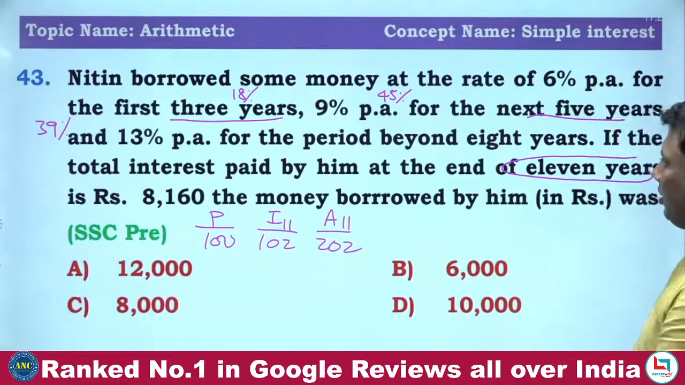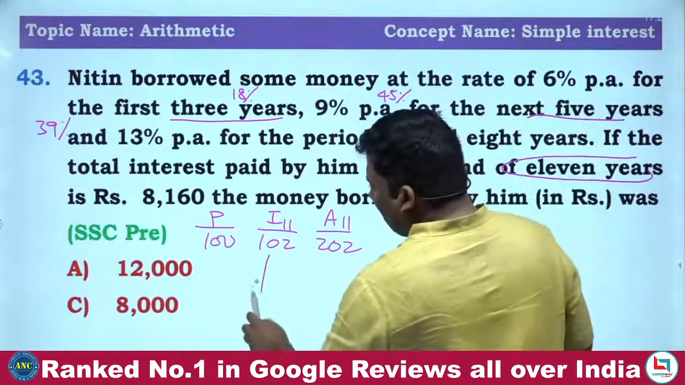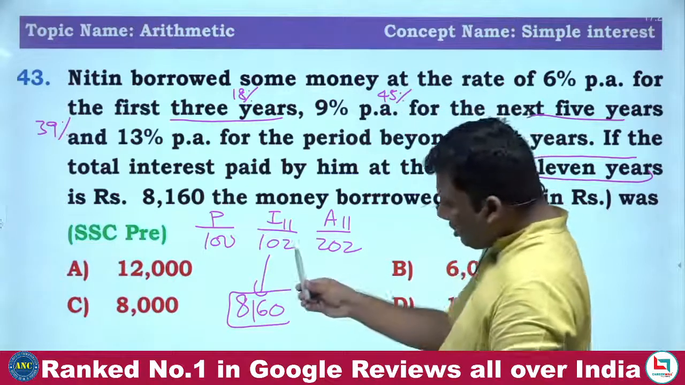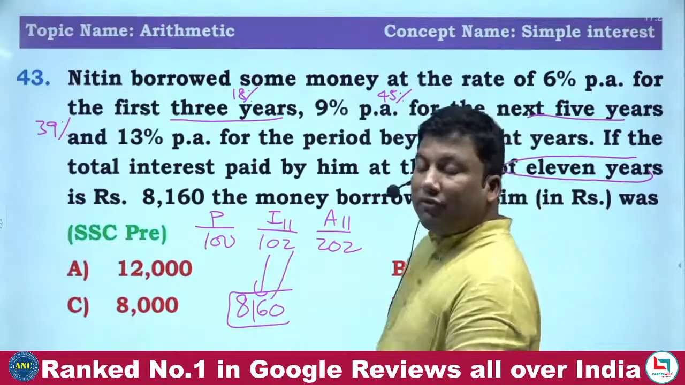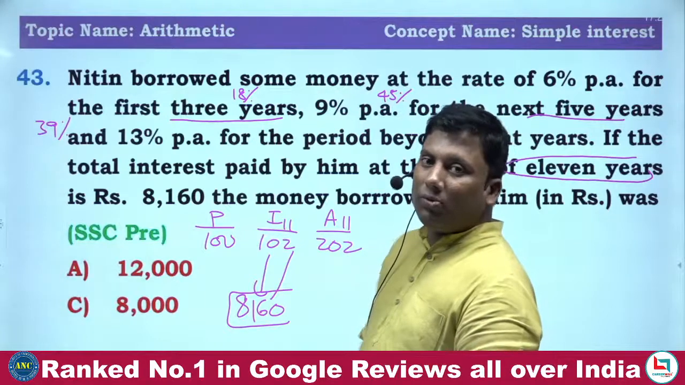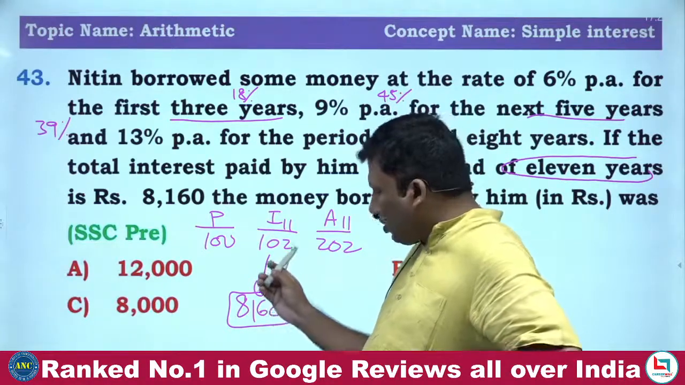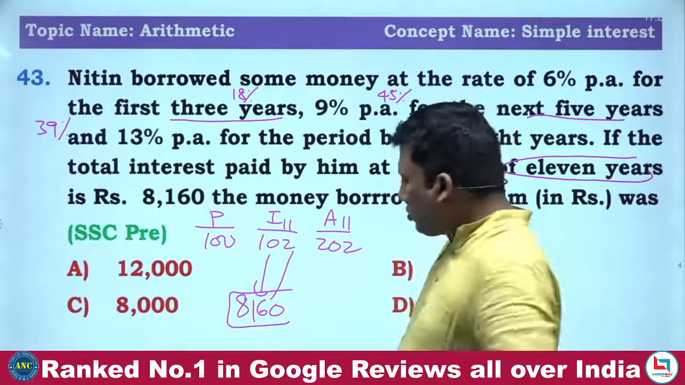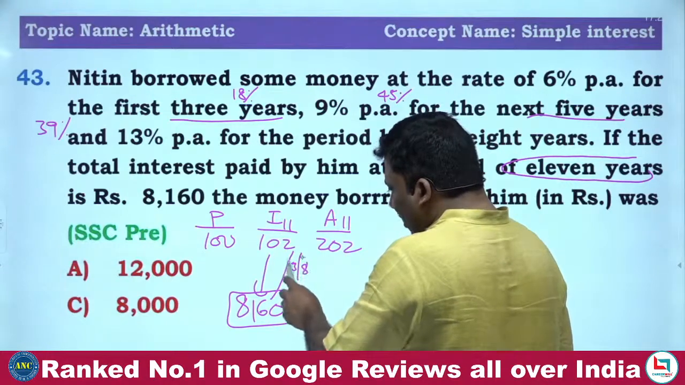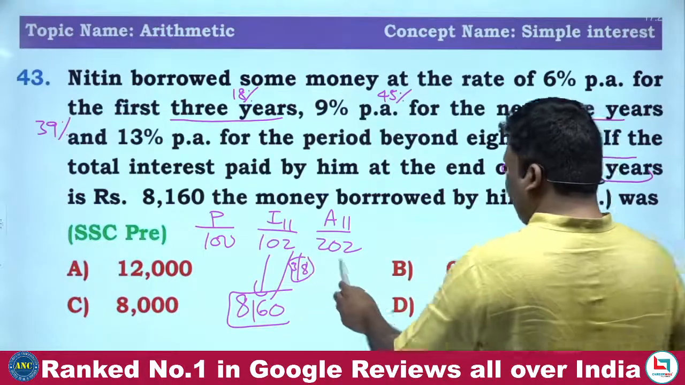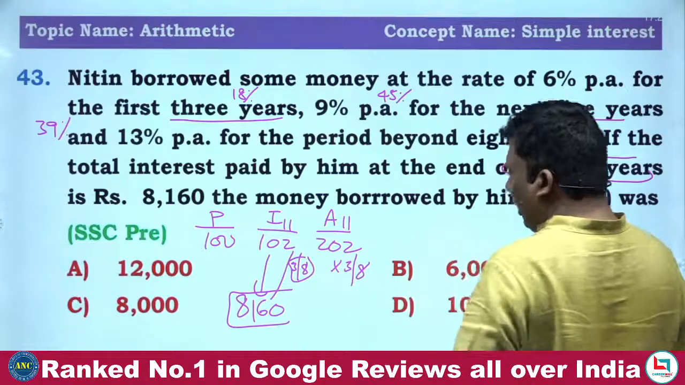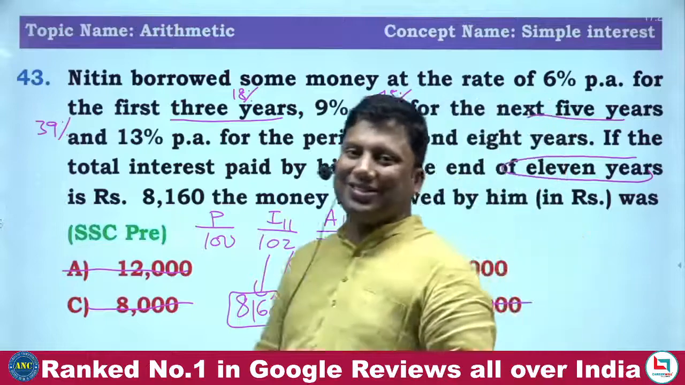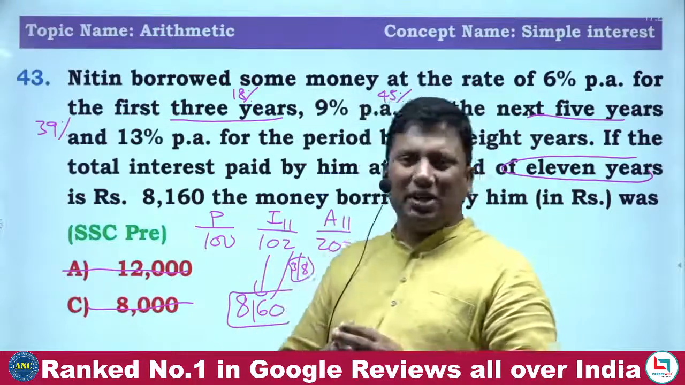What is the question? The total interest paid by him, it is 8160. 2 is becoming 6. If 2 is becoming 6, what will be the rightmost non-zero digit? Rightmost non-zero digit will be: 2 3s are 6 or 2 8s are 6. So it should be either 3 or 8. So if it is 3 or 8, rightmost non-zero digit should be 6. Idea it is clear. Very, very easy question.